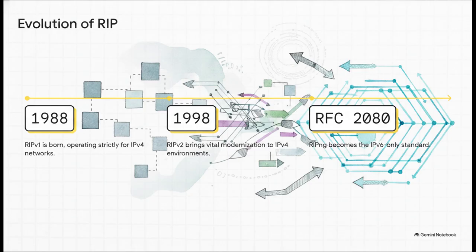Fast forward a full decade to 1998, the networking world had totally exploded, right? So we needed RIP version 2. Still IPv4, but it brought in some desperately needed modernization. And then, as we all started running out of IPv4 addresses, we got RIPng. The NG stands for Next Generation. Documented in RFC 2080, this was the big leap to an IPv6-only standard.